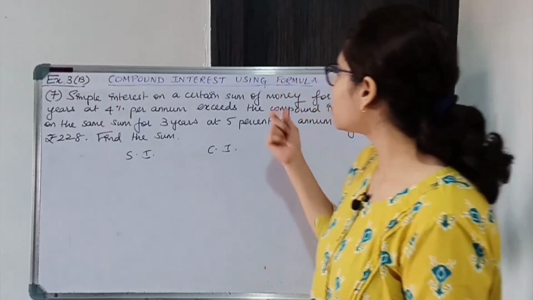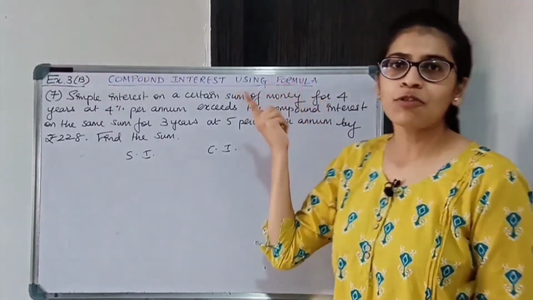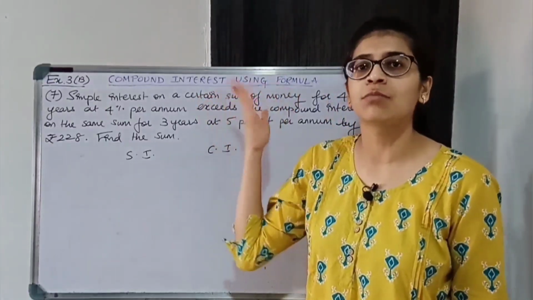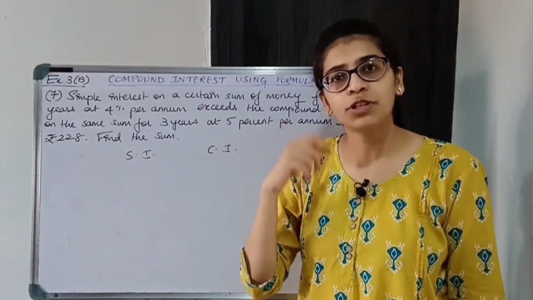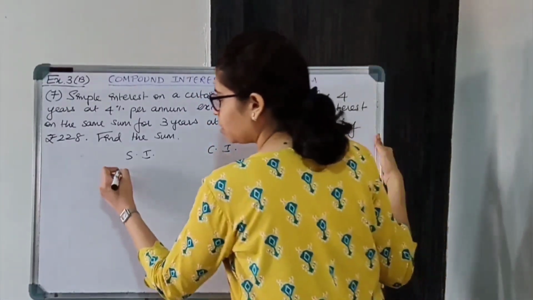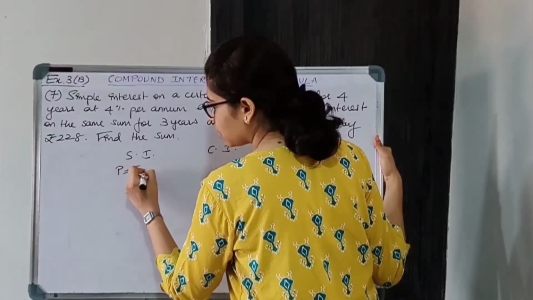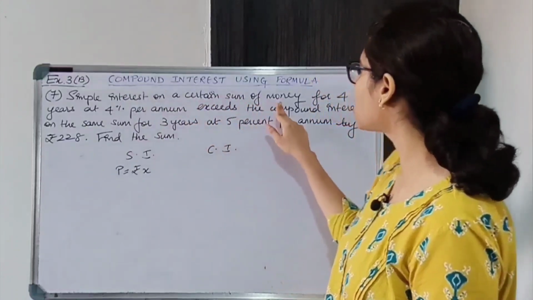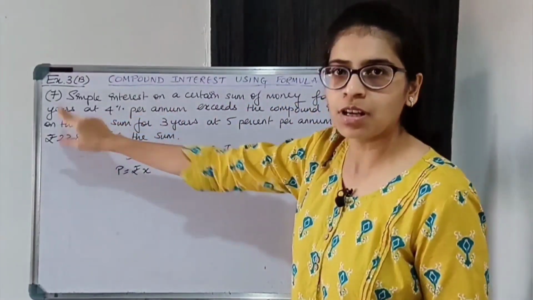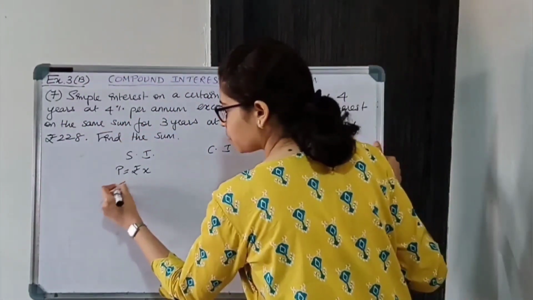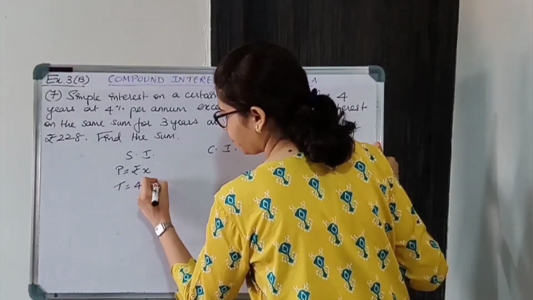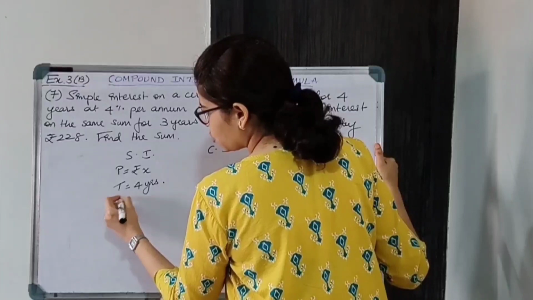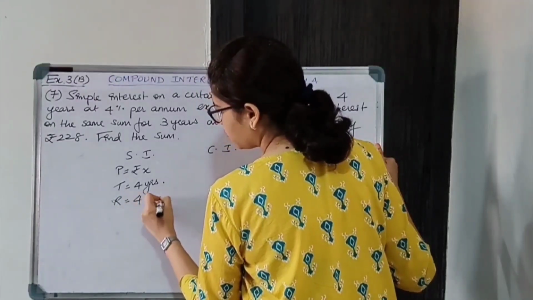Simple interest on a certain sum of money. Sum of money, that is principal, is not given to us. It is mentioned certain sum of money over here. So we'll assume it to be X rupees. So let the principal be X rupees. We are talking about simple interest for now. So simple interest on a certain sum of money for 4 years. Time period is 4 years. Rate of interest is 4%. So R is 4% per annum.